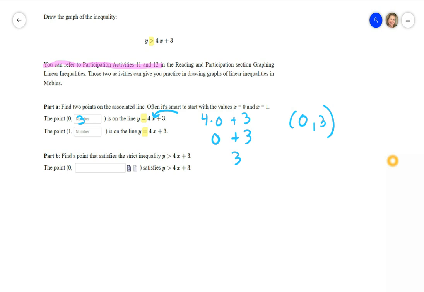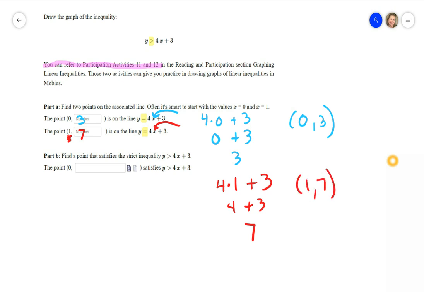Then you do the same thing, but with the number 1. You're going to stick a 1 where this x is. So that's going to be 4 times 1 plus 3. 4 times 1 is 4. 4 plus 3 is 7. So the number that's going to go here is 7. And again, that's the ordered pair 1, 7.